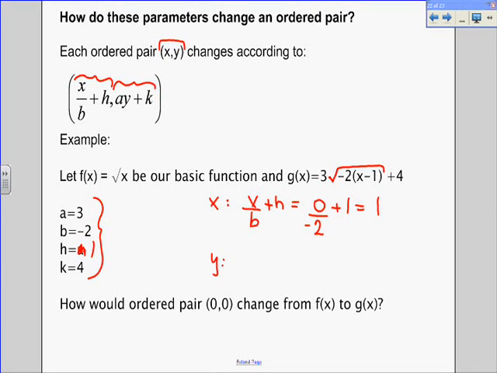What about my new y value? When it gets transformed from f to g, it's a times y plus k. So what's my a value? It's 3 times 0 plus my k value, which is 4. So my new y value would be 3 times 0 is 0, plus 4 is 4. So (0, 0) from f of x, when it's in g of x, would become (1, 4). That's how my individual point would get transformed from function f to function g.